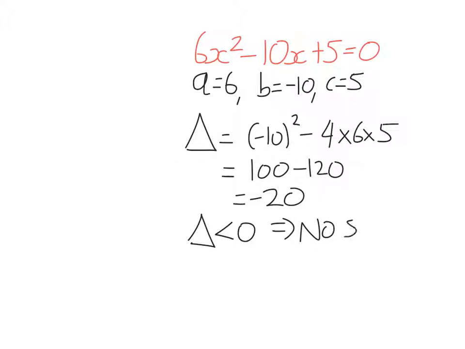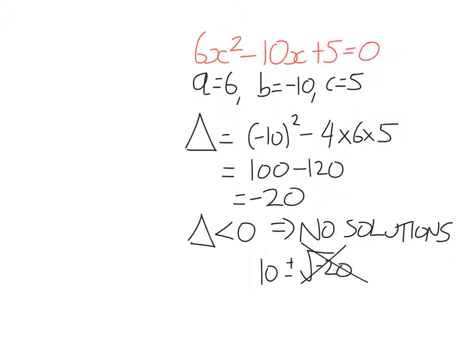I don't need to go through the whole process of using the quadratic formula. This one here has no solutions, because if you tried to use the quadratic formula, you'd get 10 plus or minus the square root of minus 20. Can't square root a negative. That's why there are no solutions.